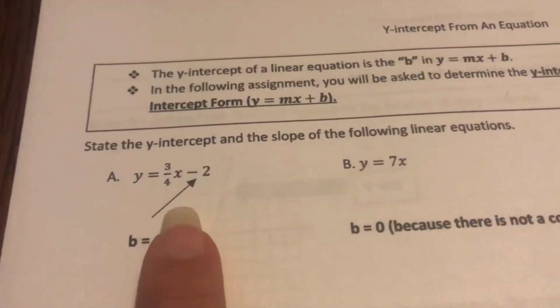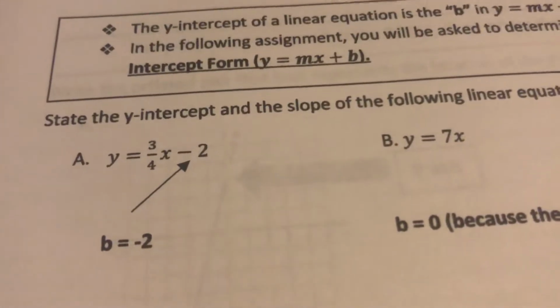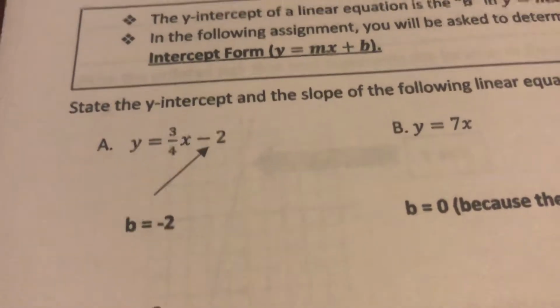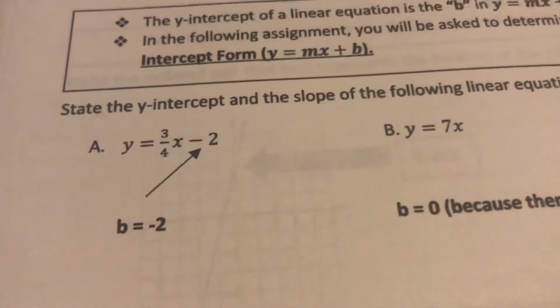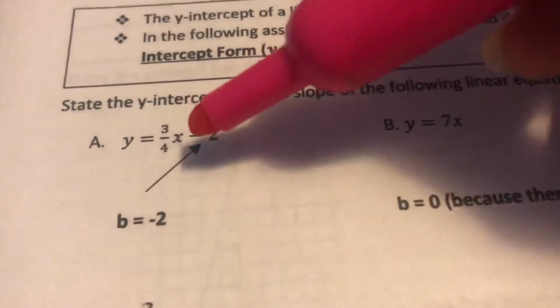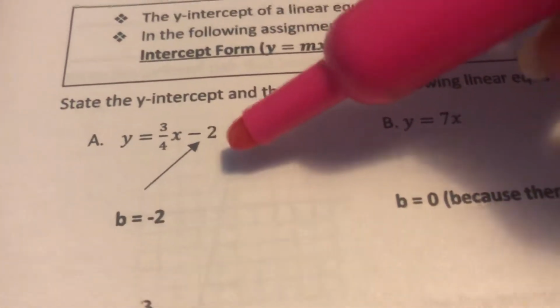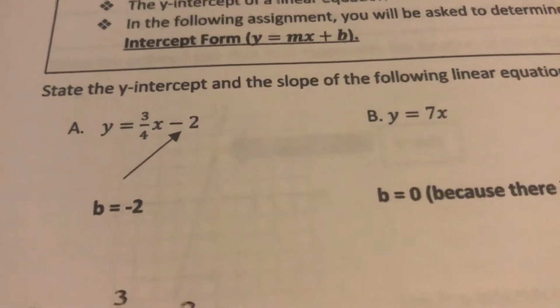On example A, we have y equals 3/4 x minus 2. The tail end of this equation, the constant, is your y-intercept. So your y-intercept is -2. And that's why it's listed here as b equals -2.